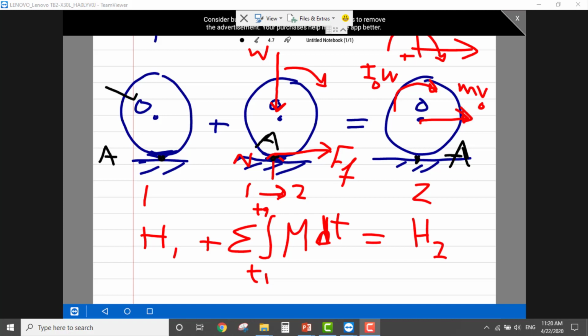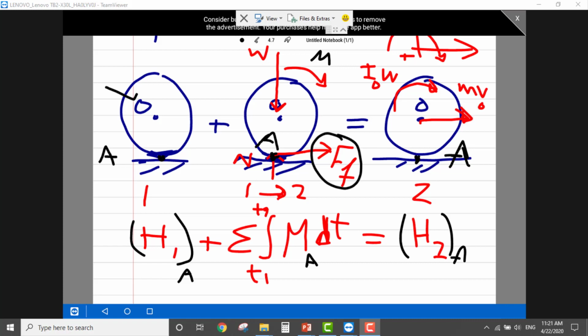Now, it's better actually to take the summation of moment about A. So here, if I write it about A, what can we benefit? Imagine that we take moment about this point. Everything will cancel out, all the forces will cancel out except the moment. The problem is the friction force. So if we take it about A, then the friction force will cancel out.